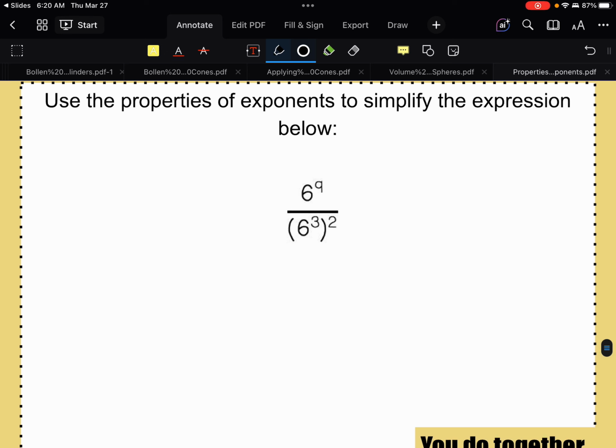Alright, go ahead and pause and try and solve this one. This one's a little complicated. First, raise your power to the power here, and then subtract.